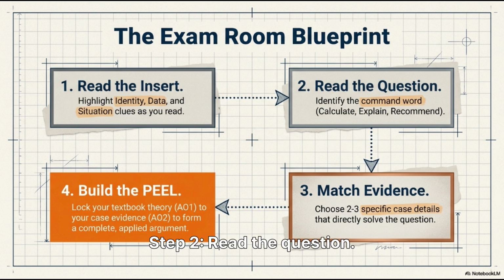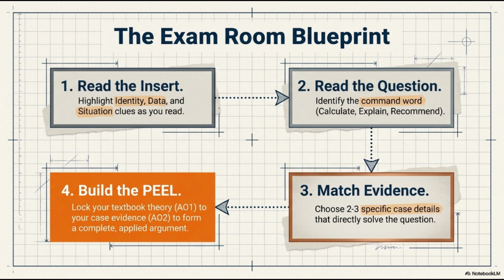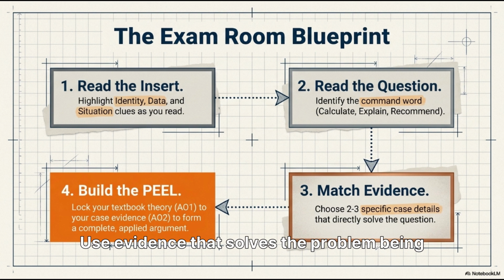Step 2, read the question. Identify the command word. Are you being asked to calculate, explain, analyze, recommend, justify, or evaluate? The command word tells you what type of answer is needed. Step 3, match evidence. Choose 2 or 3 specific case details that directly help answer the question. Do not use random evidence. Use evidence that solves the problem being asked.